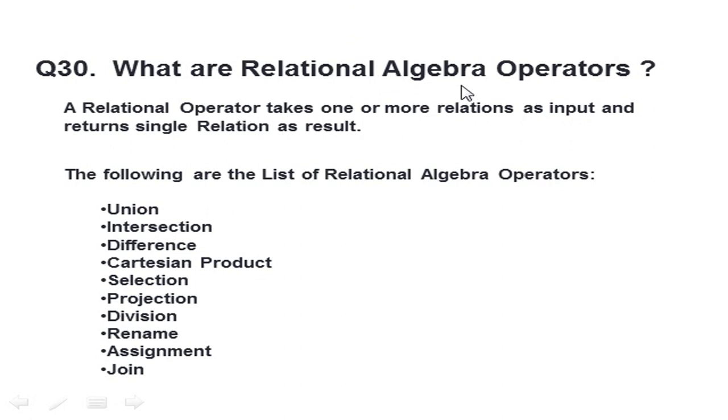Next is, what are relational algebra operations? A relational operator takes one or more relations as input and returns a single relation as the result. These are the relational algebra operations which are allowed: union, intersection, difference, Cartesian product, selection, projection, division, rename, assignment, and join.